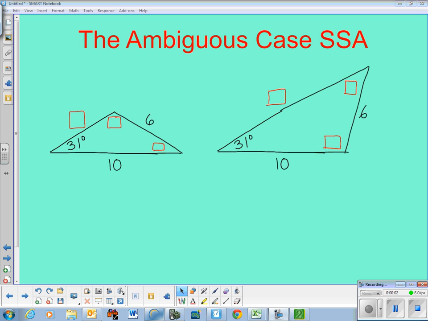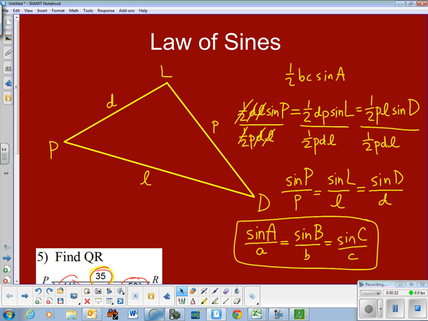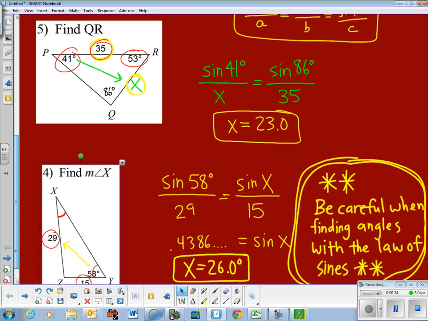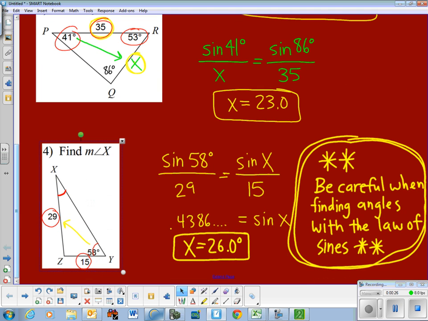Today's topic is what's called the ambiguous case. And I'm no wordsmith, but as far as I understand, ambiguous just means given the info that we know, we are not sure which result is the one that's happening, where it's unsure, unclear. So I told you at the end of the last video to be careful when finding angles with the law of sines, and this ambiguous case is the reason why.